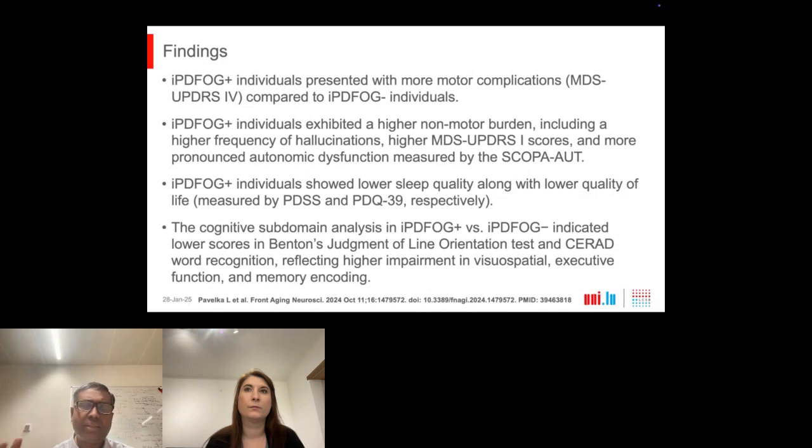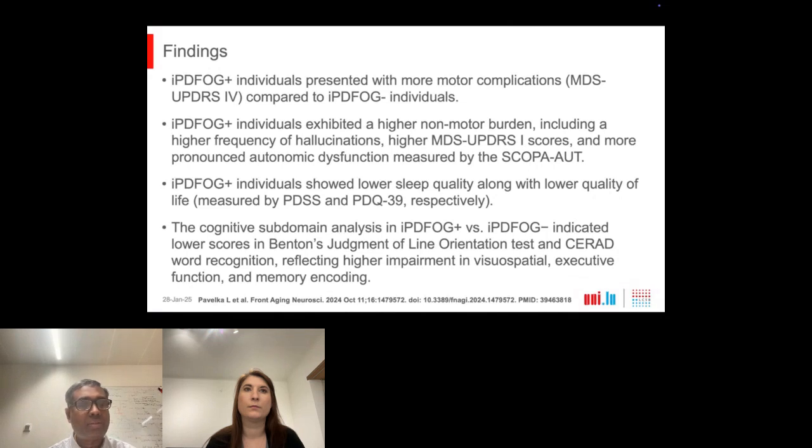This is measured by a self-assessed battery of questions, what we call SCOPA-AUT. Also, these positive individuals showed lower sleep quality along with lower quality of life. Sleep quality is measured by what we call the Parkinson's Disease Sleep Scale, and the PDQ-39. These are a few of the questions that can give us this information.